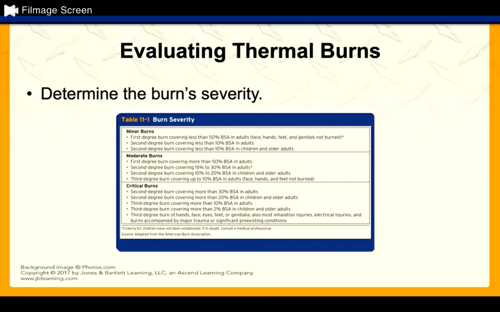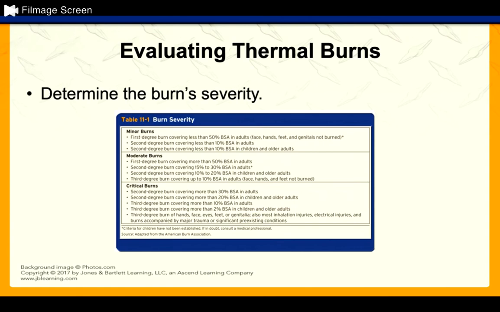For third degree burns, if in adults there's more than 10% body surface area involvement, then they're at a critical stage. Or again, when you're looking at children and there's greater than 2% body surface area, then they're at critical. And the same is true for older adults. In critical burns, third-degree burns of your hand, face, feet, or genitalia, or also respiratory inhalation injuries or electrical burns, and other burns that result from major traumas, or if they have any significant pre-existing conditions, may also be classified as a critical burn.